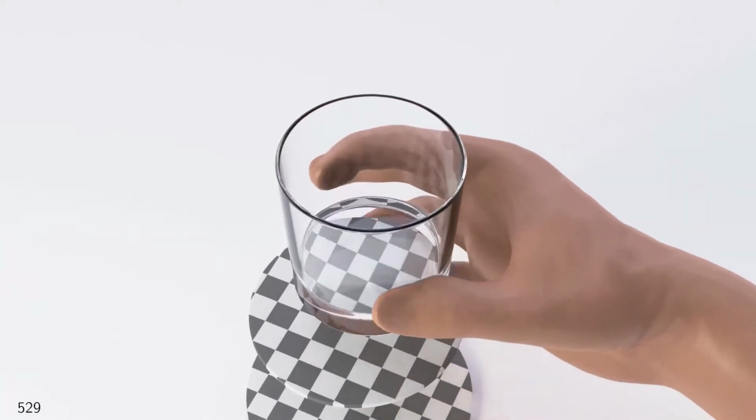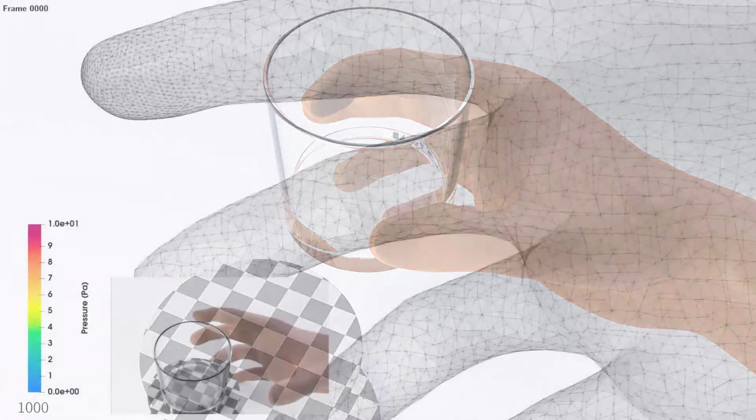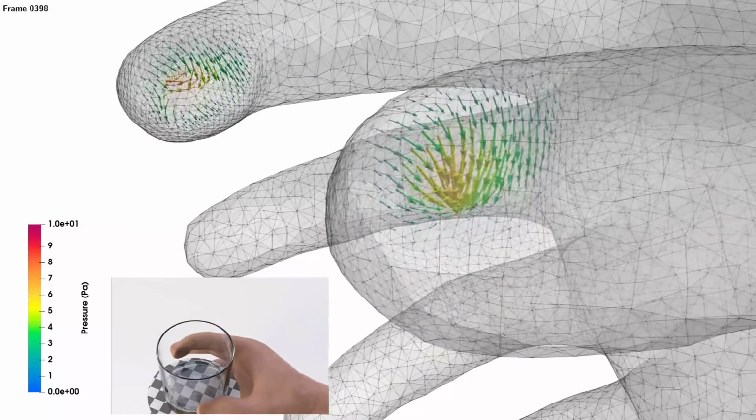In this example, a hand grabs a whiskey glass between the index finger and the thumb. The fingertips deform, producing large contact patches adhering closely to the glass.